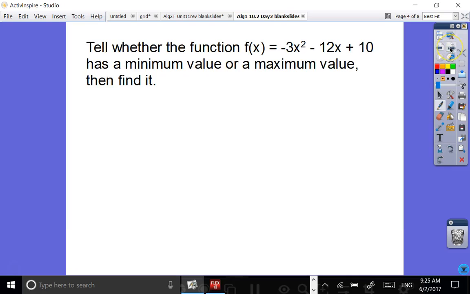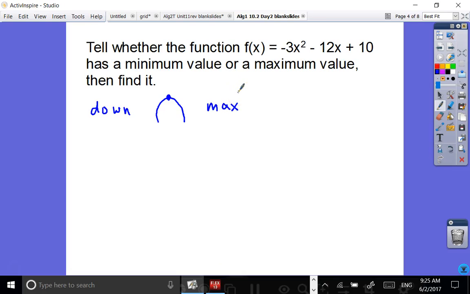So here we go. Tell whether this function has a minimum or a maximum, and then we'll find it. So what do you say? It starts with negative 3. Does that mean it opens up or down? It opens down, which means it's going to have a shape like that. So what would you call that point, maximum or minimum? If that is a max, that's the highest point on the graph.